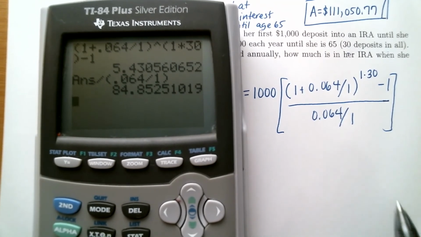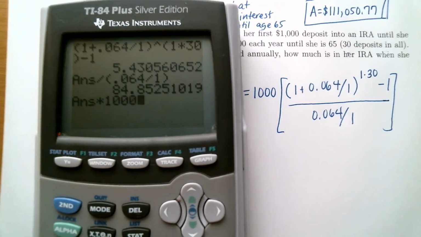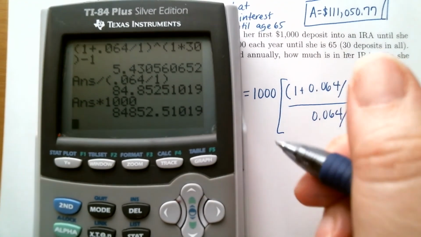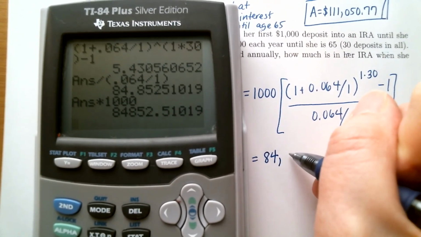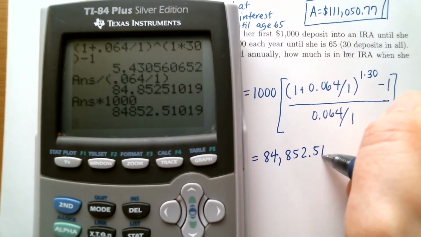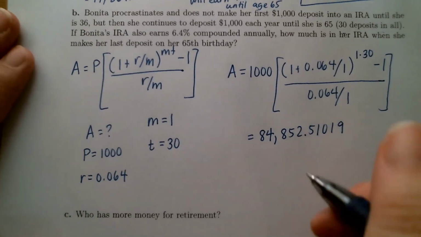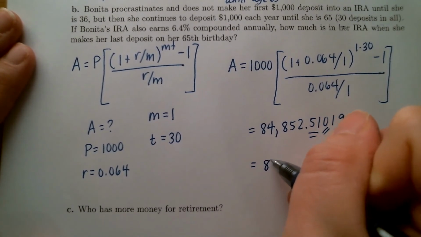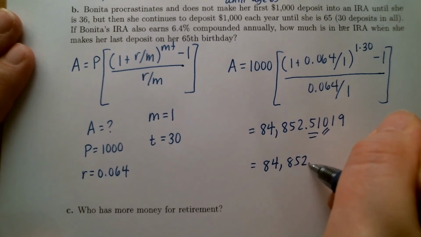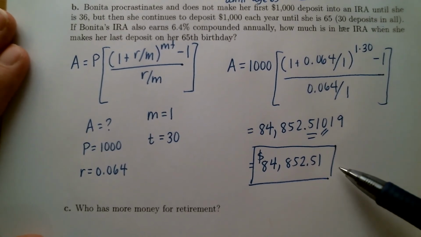This 84.85 number is what's in brackets. You need to multiply that quantity by 1,000 to get the account balance. So Bonita is going to save $84,852, and if you round, 51 cents. So there's the full decimal. Again, 51 cents. Look at the number that comes after it, which is a 0. So you do not round up. So here's her account balance. This is how much she has at age 65.